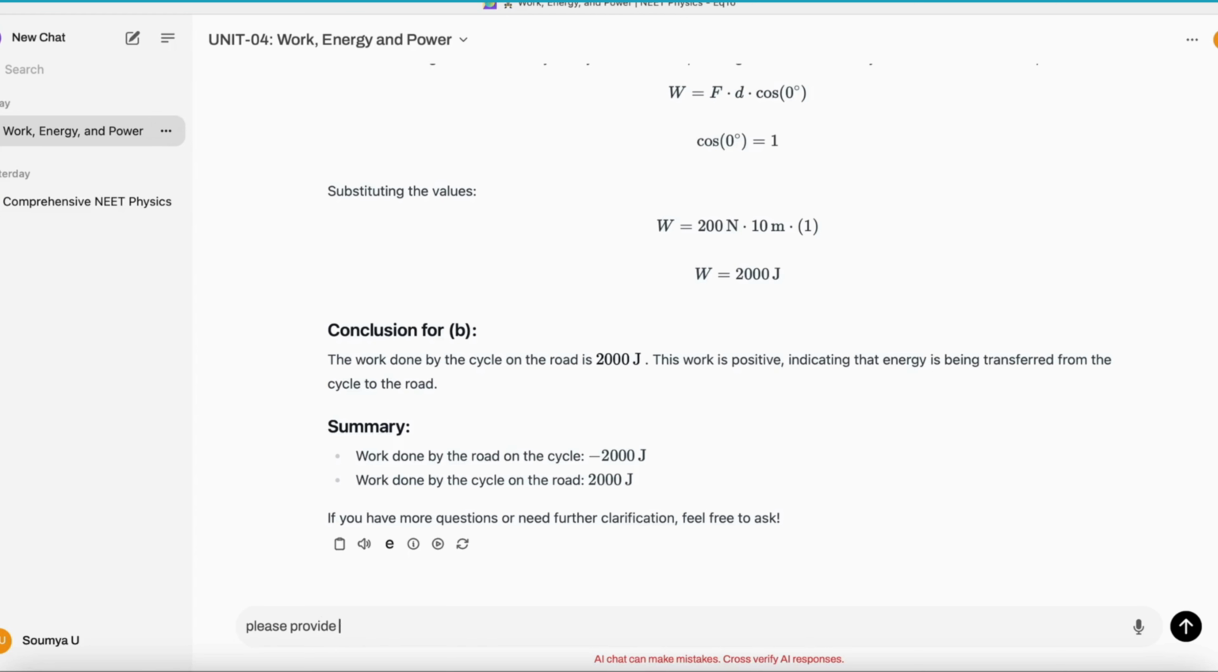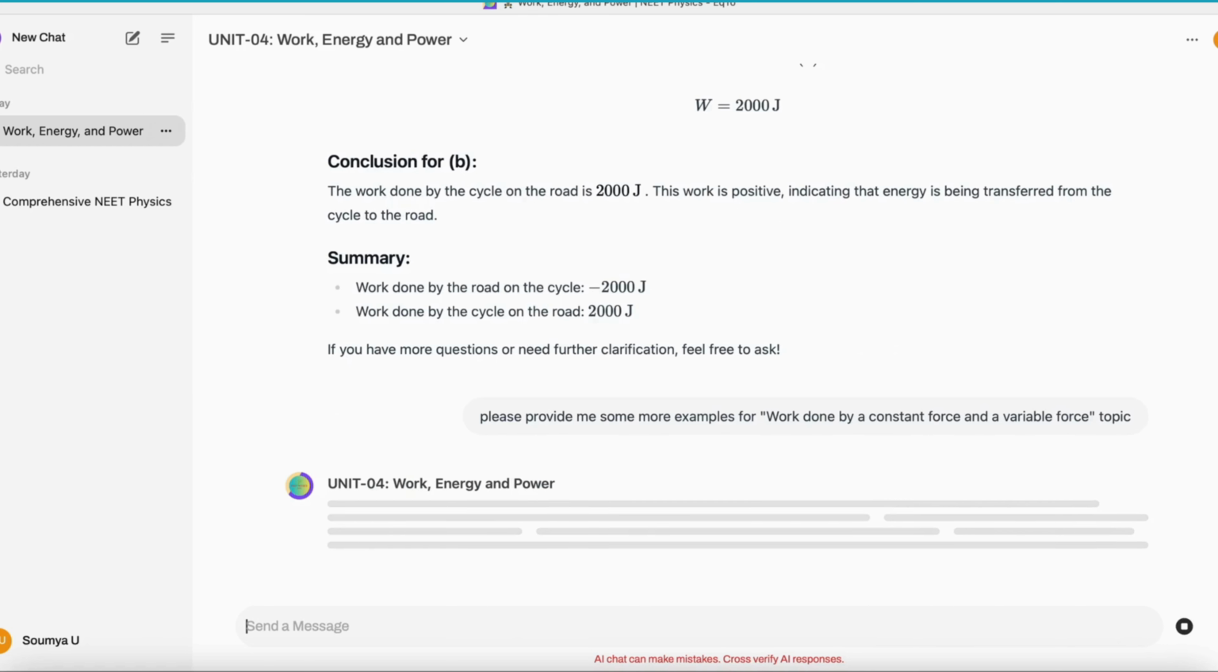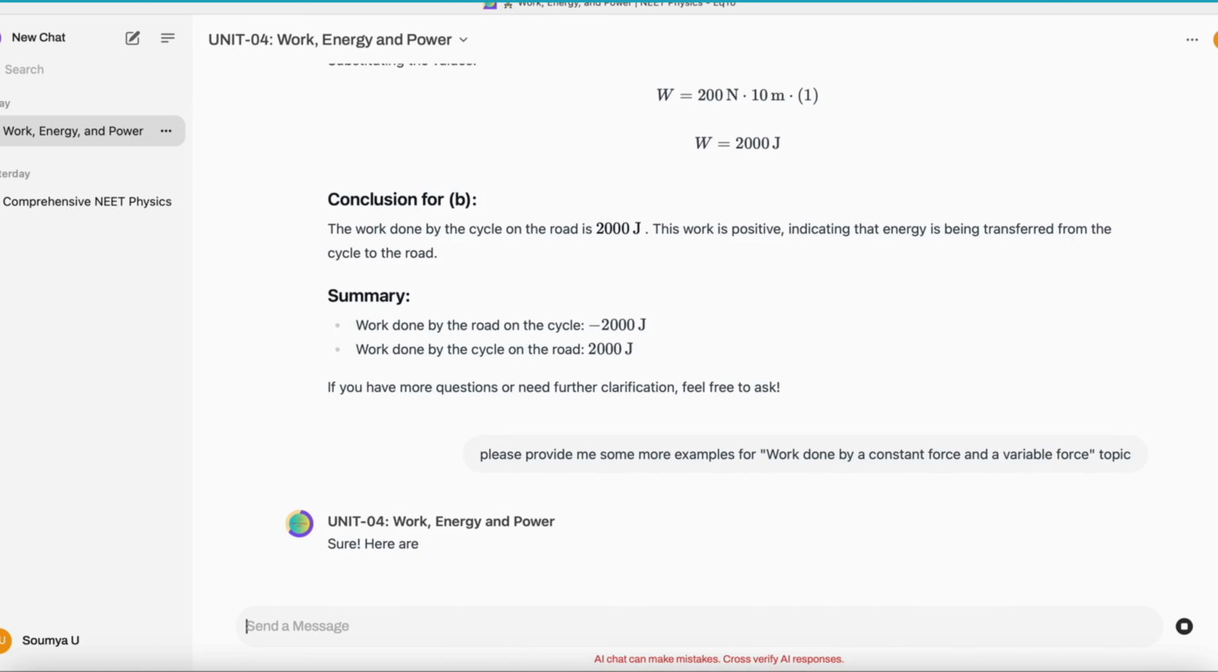Let's ask another question. Please provide me some more examples for work done by a constant force and a variable force topic. Enjoy the answer provided by EQ2 below.